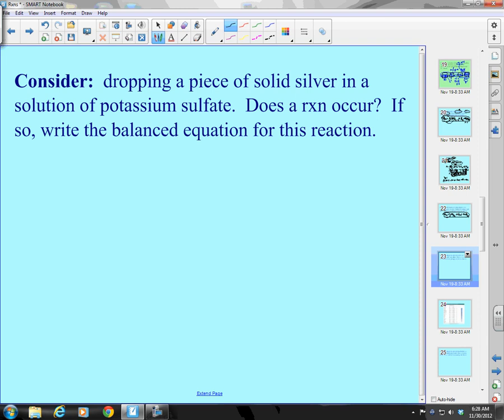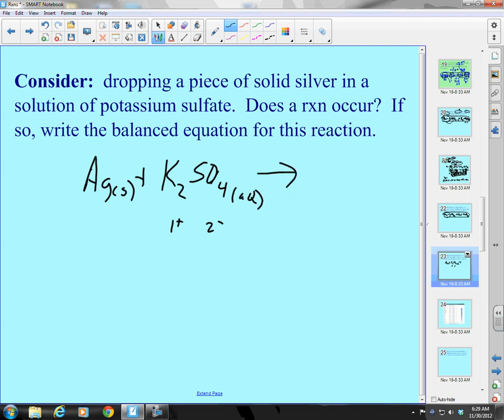Next, here we go. Consider dropping a piece of silver in a solution of potassium sulfate. Hey, piece of cake, right? Sure. I have silver. And what happens? It reacts with my potassium sulfate. Sulfate is SO4, 2 minus. Potassium is a +1, so I need 2 of these. There we go, in solution. And what's it going to produce? Well, you guys can do this, right?